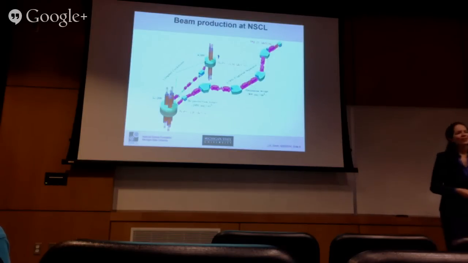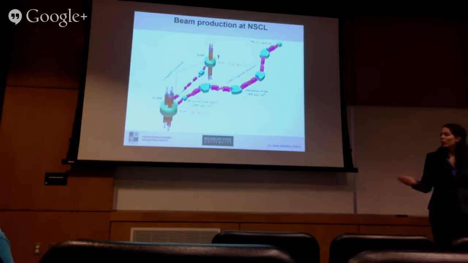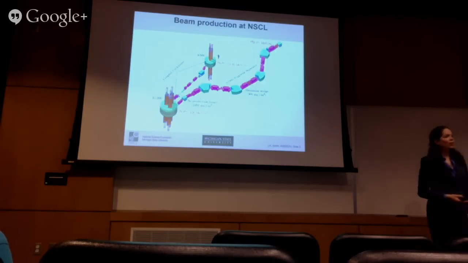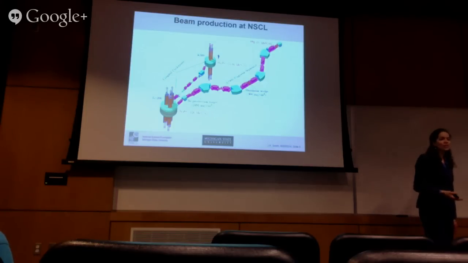We ran our experiment here at the NSCL in August of 2012. The coupled cyclotron facility produced a primary beam, oxygen-18, which impinged upon a beryllium production target right here. The fragmentation products from this were filtered through the A1900 fragment separator. And at the end of the line, a secondary beam of boron-13 was produced and sent to our vault.